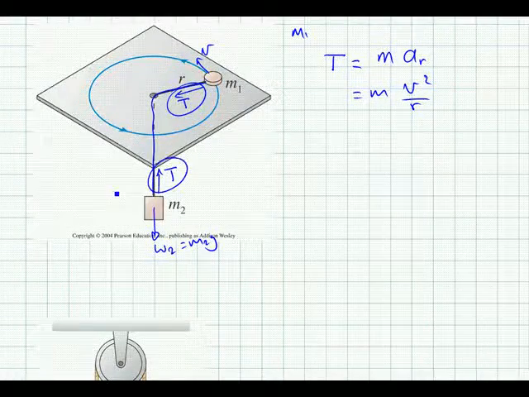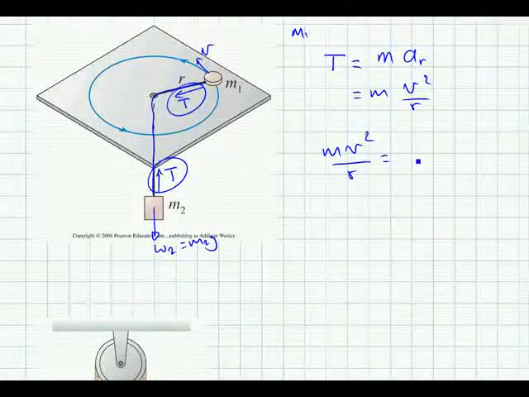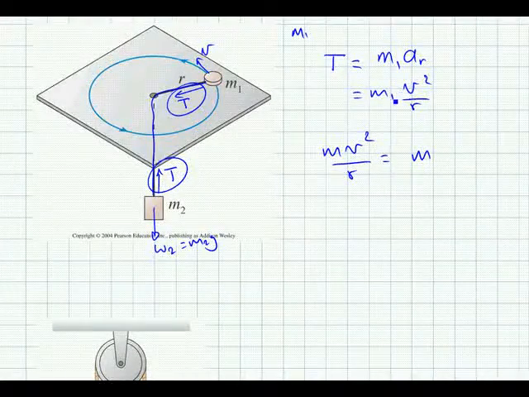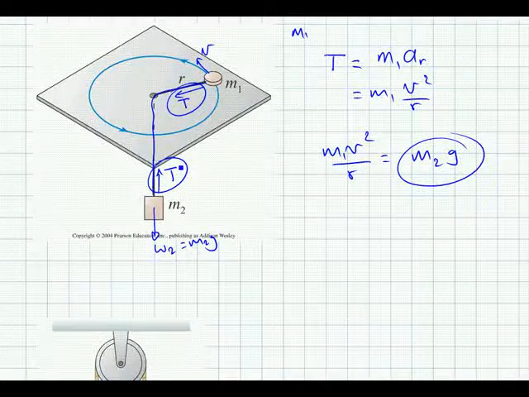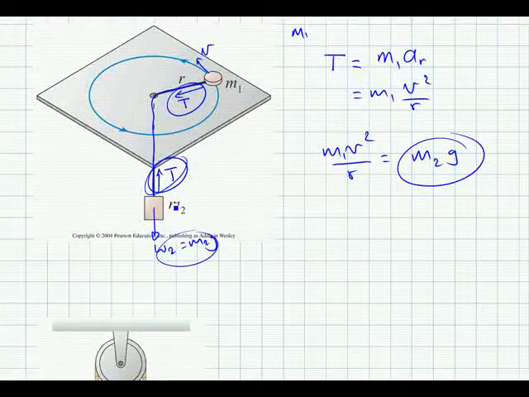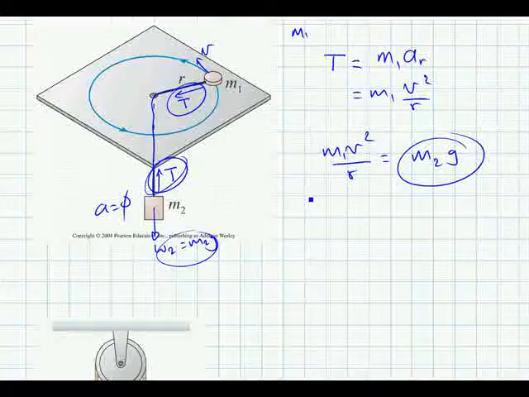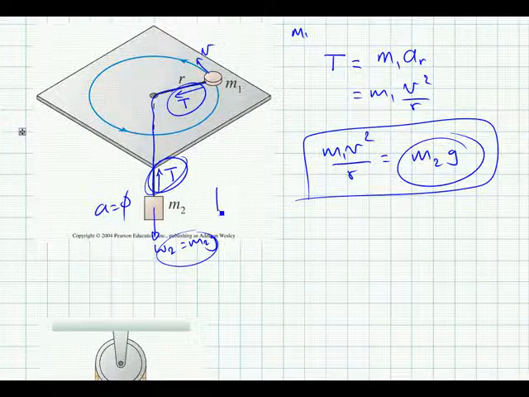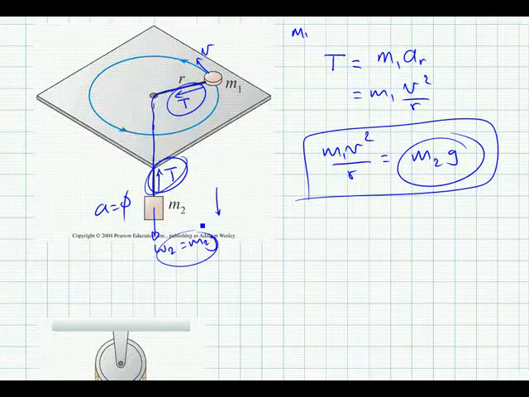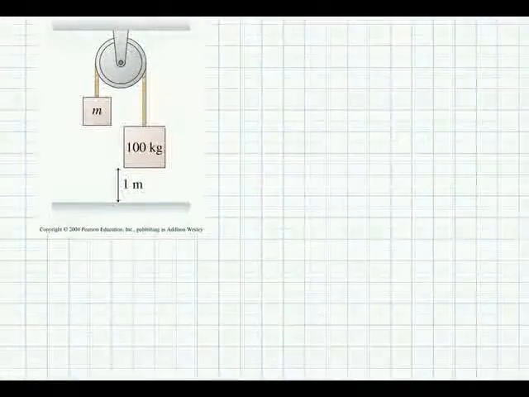And since the magnitude of this tension and this tension are the same, m1 v squared over r must equal m2g, because T and m2g, if m2 is in equilibrium, that is, if there's no acceleration, then m2g must equal m1 v squared over r. Now if m2 were accelerating, of course, then things would change in a rather interesting way.